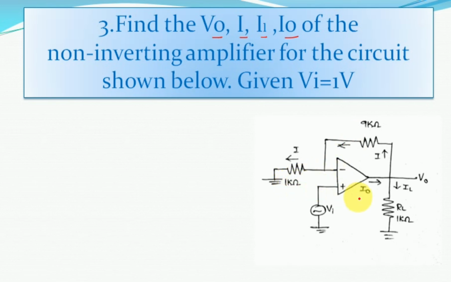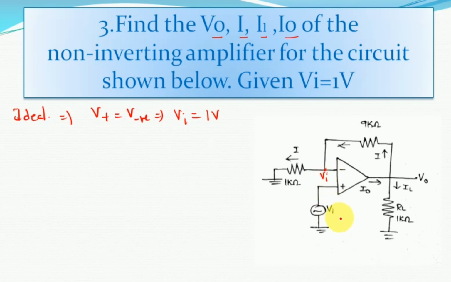Similarly, for this case we are assuming that the op-amp is ideal. Since the op-amp is ideal, the positive terminal potential is always equal to the negative terminal potential. Here the positive terminal is connected to the input signal Vi, which is given as 1 volt. So at this point I can say that it is indirectly connected to the input signal Vi.